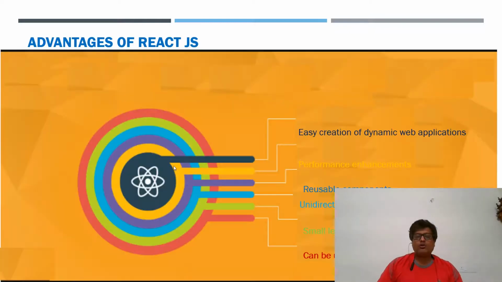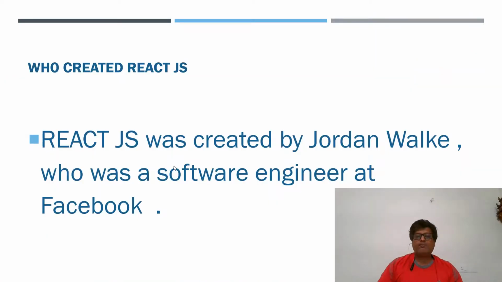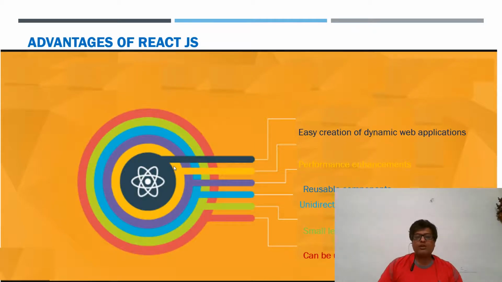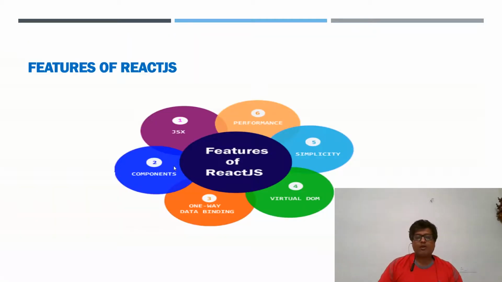Jordan Walke basically created React. He is a Facebook employee, a software engineer there. And there are certain features of React.js. The first feature is JSX.